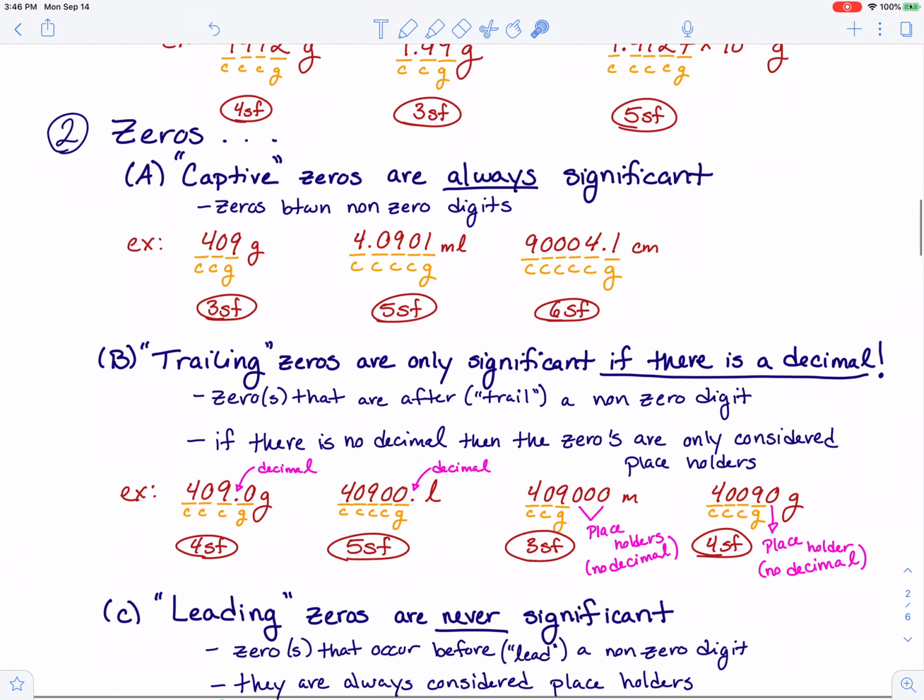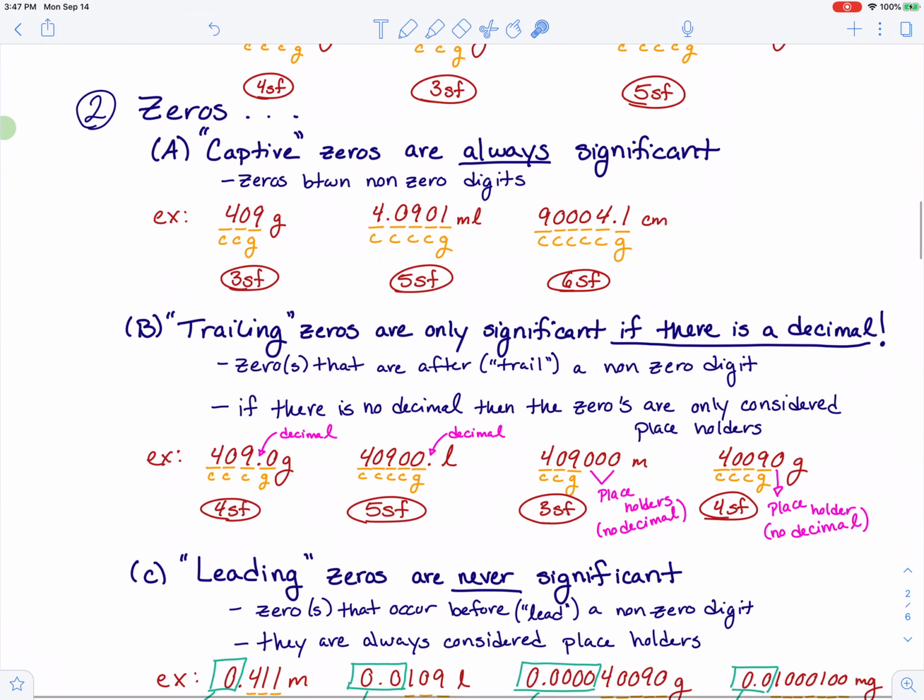Our next rule is where it gets complicated: zeros. Now here's the thing, zeros are not always significant. That's why this rule gets more complicated. So I like to break up my zeros into captive zeros, trailing zeros, and leading zeros. Captive zeros are always significant, just to make it really easy. Captive zeros are zeros that exist between non-zero digits. So this 0 here is between the 4 and the 9, therefore it is captive, therefore it is significant. So I have 3 significant figures here.